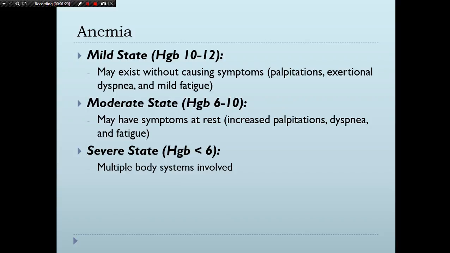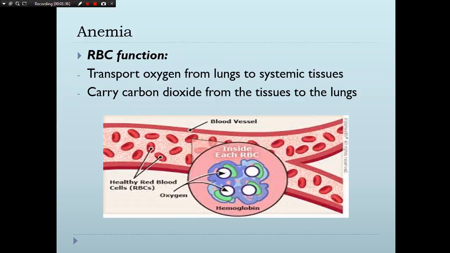But we sometimes do see patients walk in through the ER or through the hospital with a hemoglobin less than 6. And because the blood loss or the deficiency has been so insidious and slow, these patients have learned to compensate well. The red blood cell function is to transport oxygen from lungs to systemic tissues, and vice versa, to carry carbon dioxide from the tissues to the lungs.